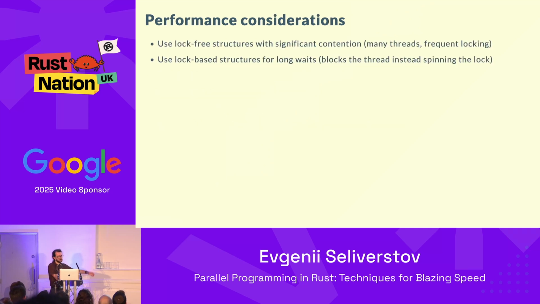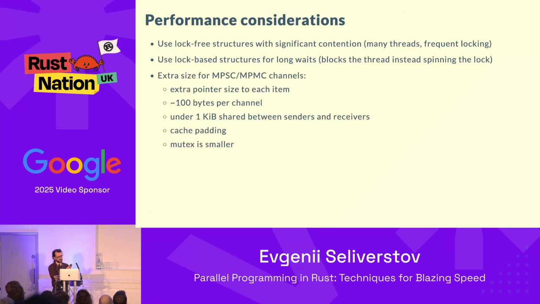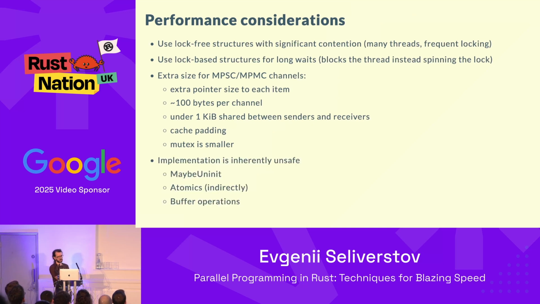When should you use it? If you have a lot of threads and a lot of locks, you should probably go with lock-free data structures. If the lock is rarely acquired, so the program is not contended at all, you had better use a normal mutex with lock-based structures, because it will make the whole system, the whole host, more performant. You should also know that channels, if you go with message passing, add some extra space, which could be significant if you have a lot of small messages. And of course, the implementation is unsafe, though we can do it without it.